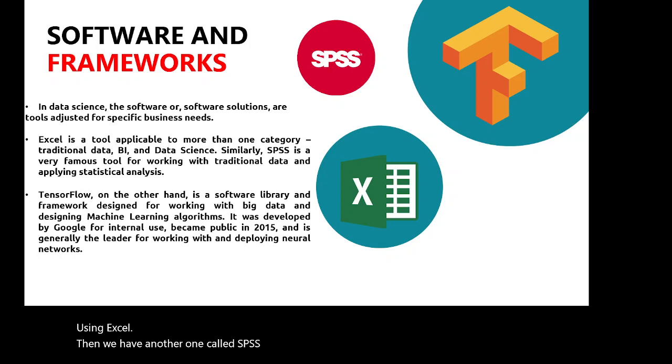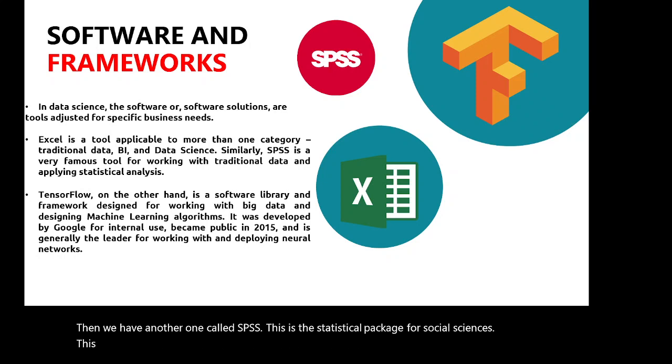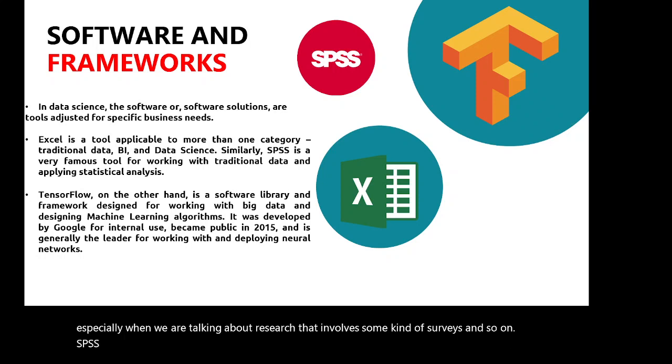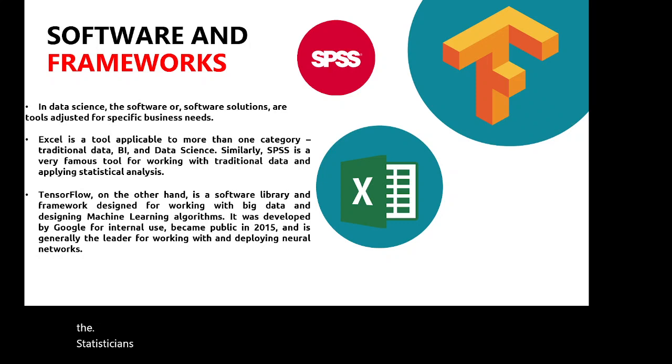Then we have another one called SPSS. This is the Statistical Package for Social Sciences. This one is mostly used when you are talking about traditional data and applying statistical analysis, especially research that involves some kind of surveys and so on. SPSS comes in handy there. Or what you call the traditional data scientists, as I was saying, the statisticians, SPSS plays a lot of role there.